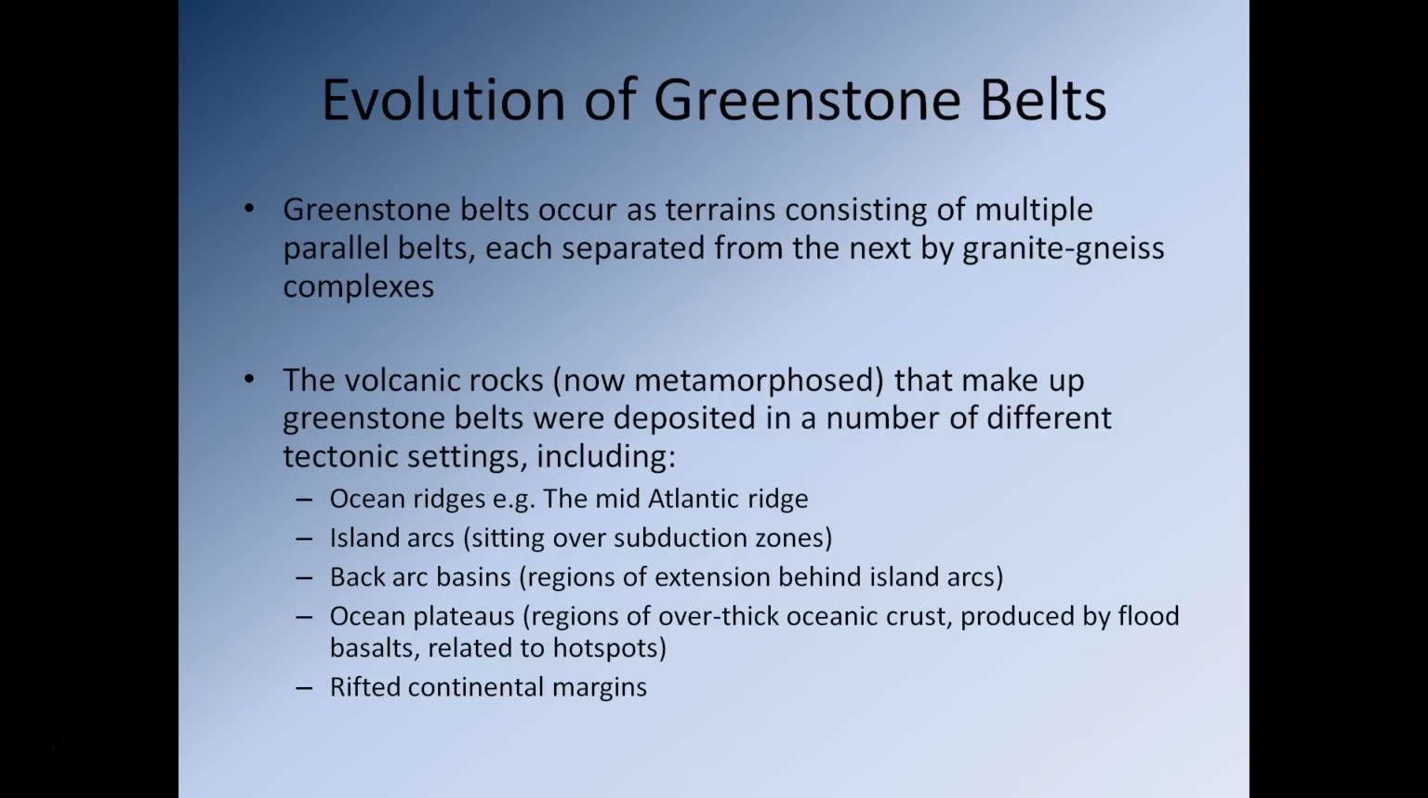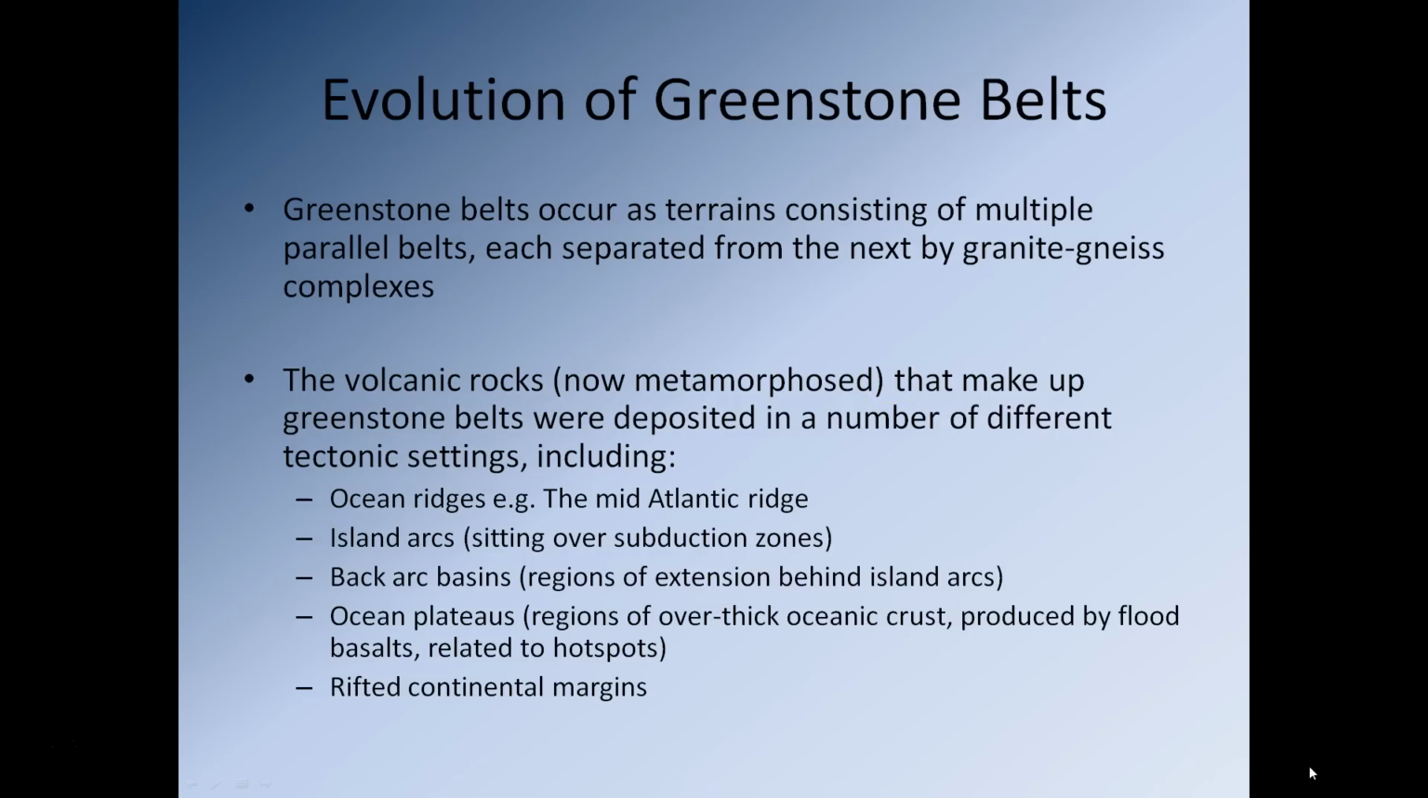We also have the volcanic rocks, which are now metamorphosed, that make up the greenstone belts, were deposited in a number of different tectonic settings. So sometimes we see basalts that seem to have been deposited at mid-ocean ridges. Some basalts appear to be associated with island arcs. Some volcanic rocks appear to be associated with back arc basins, which we'll cover in just a second. Some of the volcanic rocks appear to be oceanic plateaus. That's areas where you have flood basalts pouring out onto the seafloor in huge quantities. And some of the basaltic material appears to be related to rifting of continental crust. So the basaltic material did not just form in one type of environment.